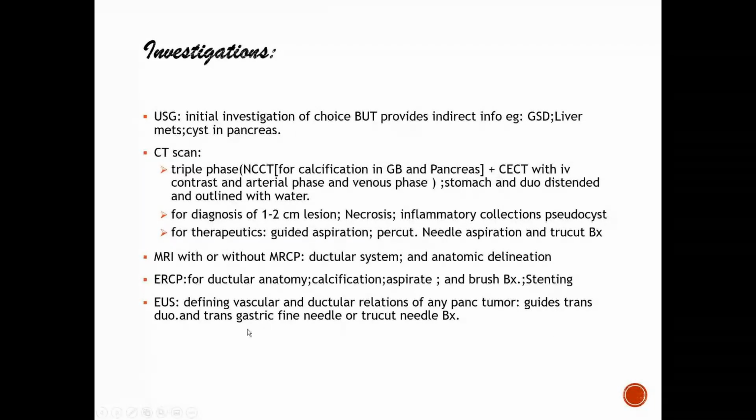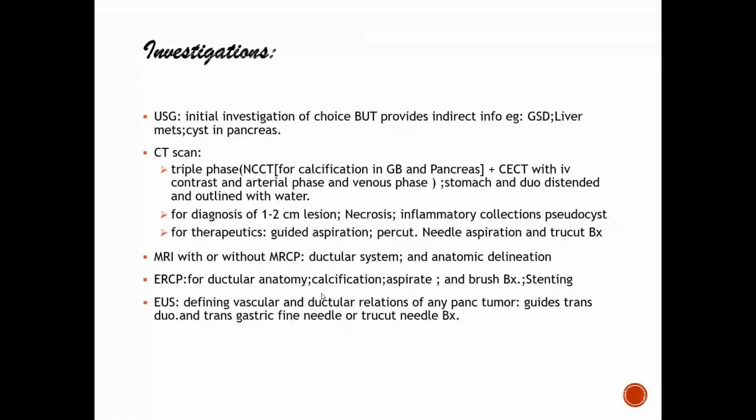And then, of course, one of the very important investigations as of now is the ultrasound guided, that is, endoscopic ultrasound. EUS is endoscopic ultrasound. And that defines the vascular and ductal relation. That is very, very important. It has become an important part of the armamentarium of pancreatic surgeons.